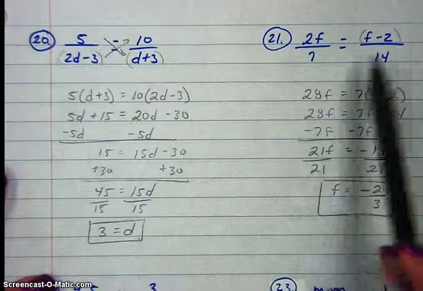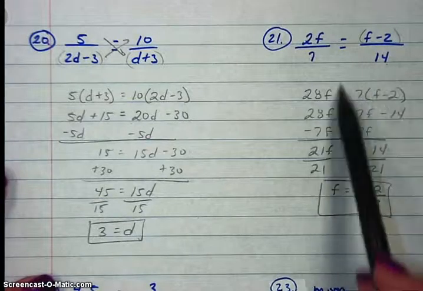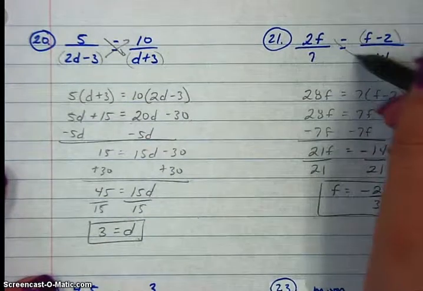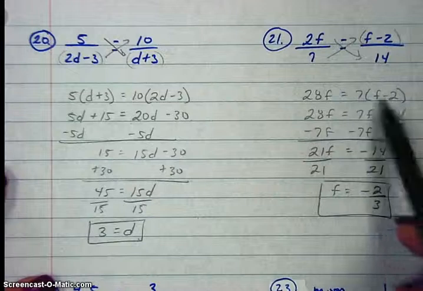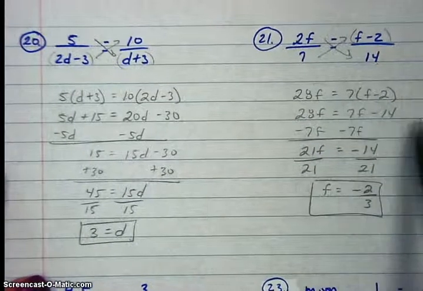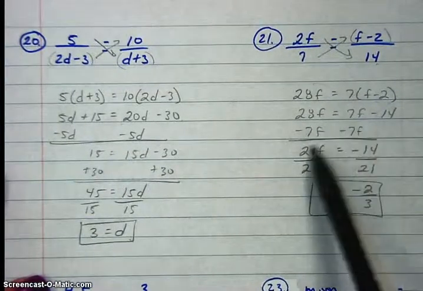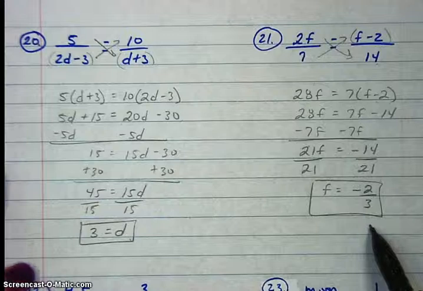Same thing on 21. 2f times 14 is 28f. Then you have to do 7 times f minus 2. Distribute. Get the terms on the same side. Divide, and you get negative 2/3.